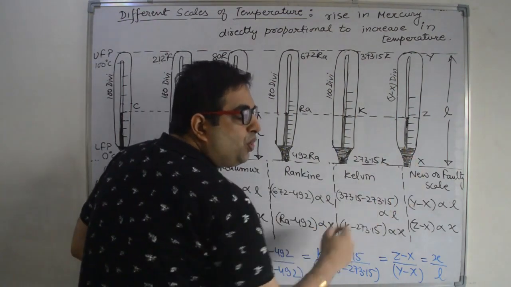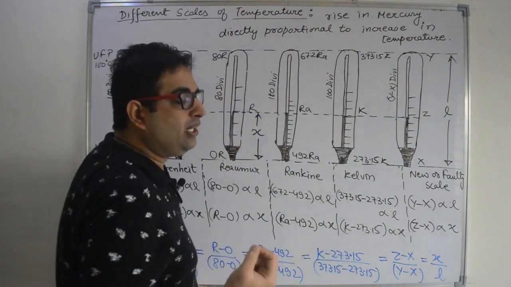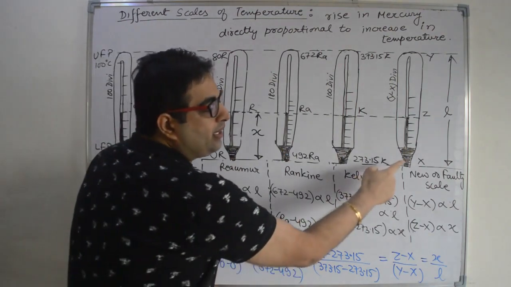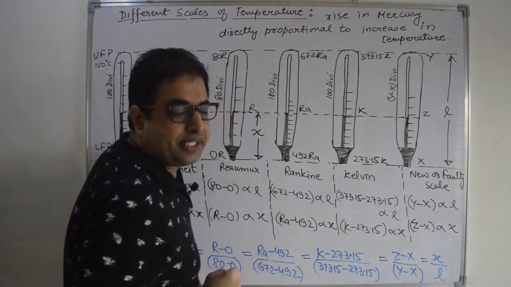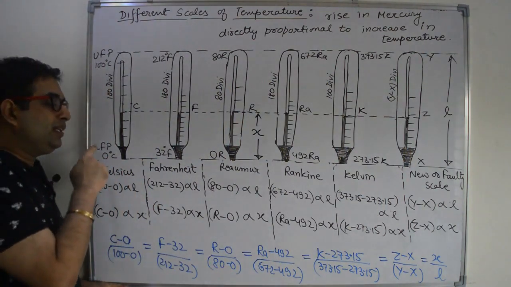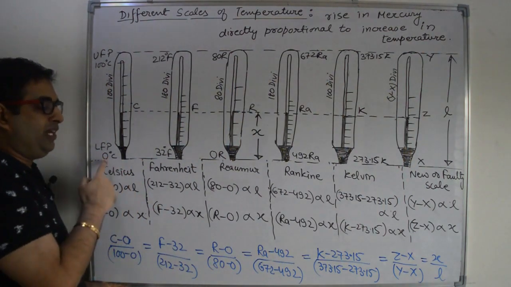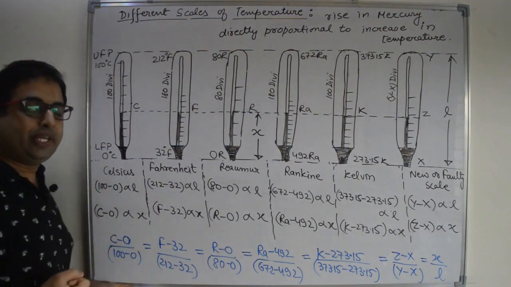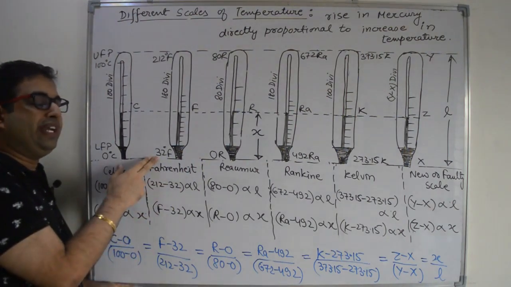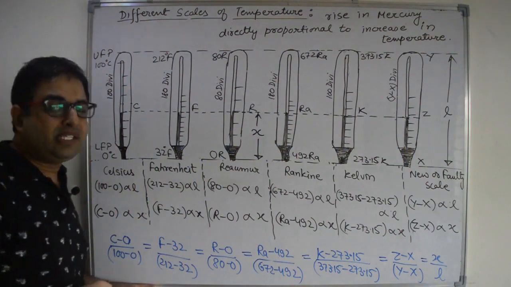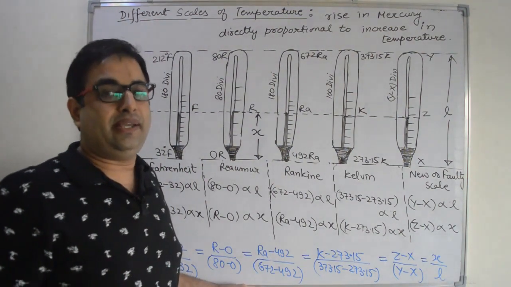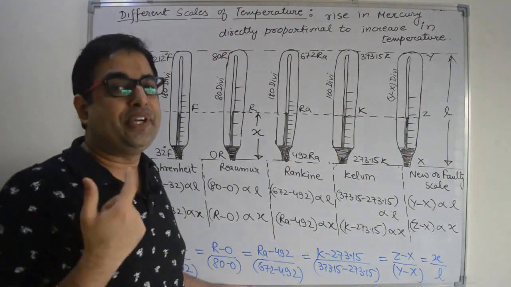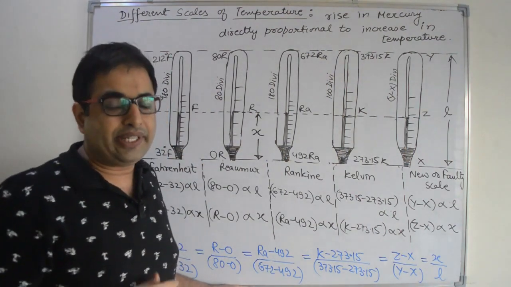Last is the new or some faulty scale. Faulty scale means a scale having some error, and the lower fixed point is X. So here the lower fixed point has a different value for different scales. For ice it is 0 degrees Celsius, for Fahrenheit it is 32. It means the temperature is the same, but the value in a different scale or different unit is different, right?